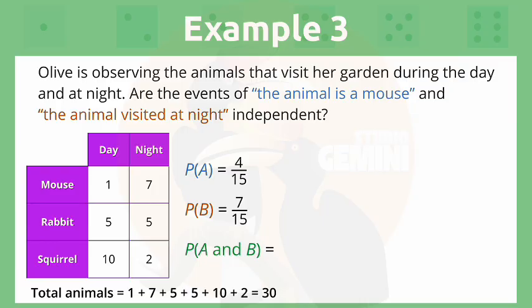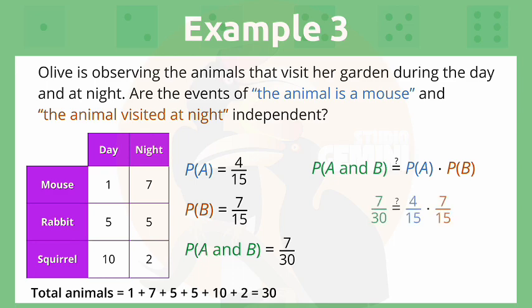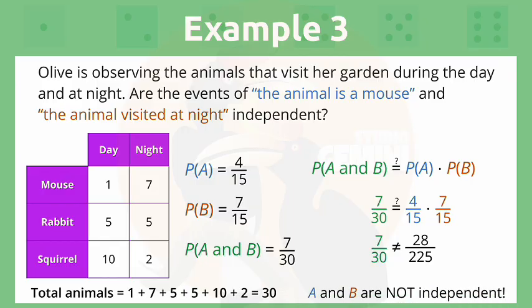Awesome! So what is the probability that the animal is both a mouse and visited at night? Well, there were 7 mice observed at night out of 30 total animals, so that's 7 over 30. So now we just need to check if the probability of A and B is equal to the probability of A times the probability of B. Well, 4 over 15 times 7 over 15 equals 28 over 225, which does not equal 7 over 30. So that means that these events are not independent.